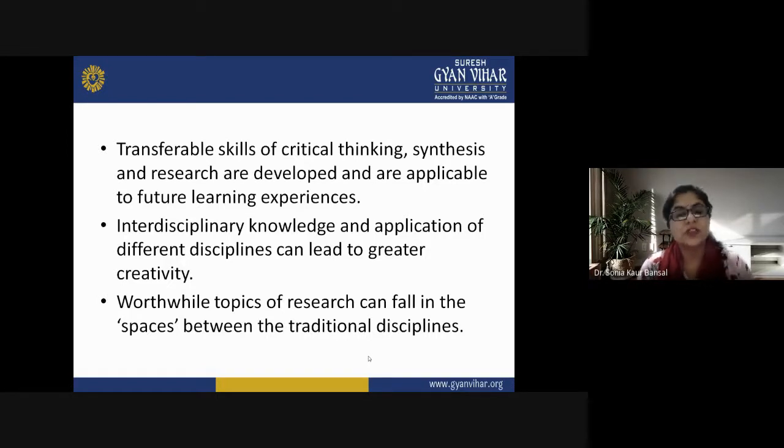All right, students. A worthwhile topic of research can fall in the spaces between the traditional disciplines. So interdisciplinary research creates some gaps that can be fulfilled with the help of another discipline. This is how your research will lead to greater creativity and wonderful knowledge and application of your own research, when you are covering a little bit of your research in another discipline also.